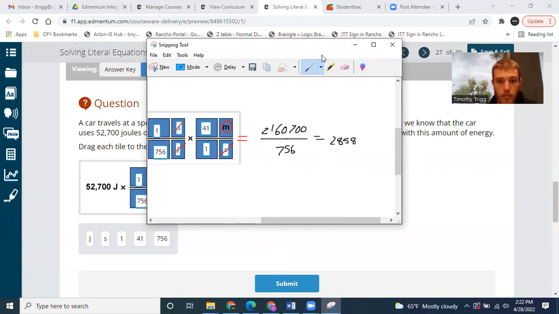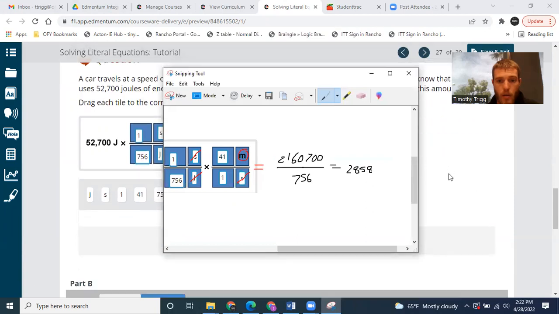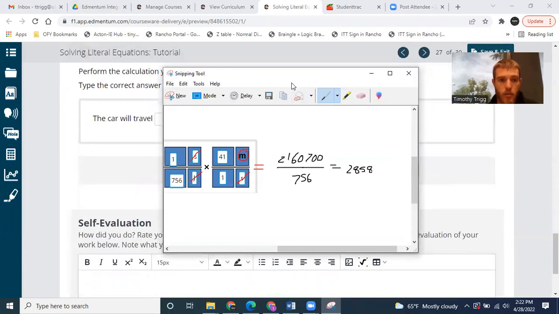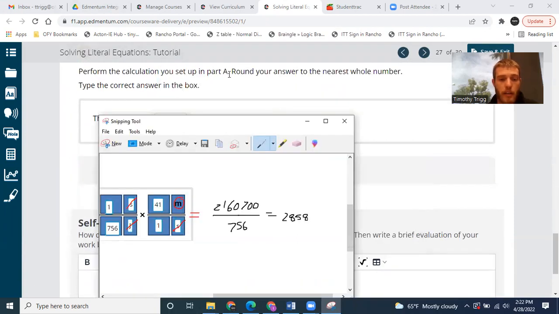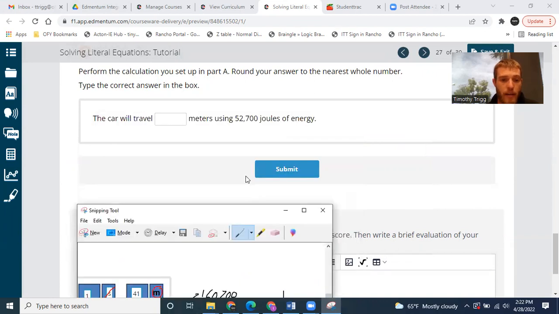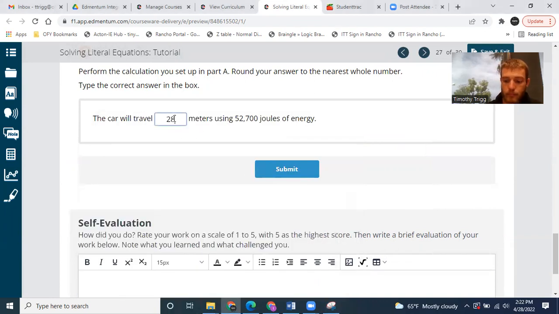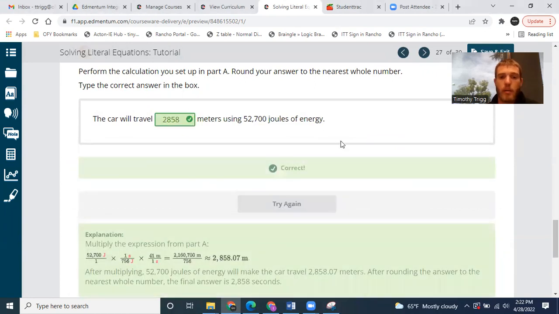Let's see. Yeah. Okay, cool. That's going to be the next question, isn't it? Perform the calculation, round your answer to the nearest whole number. The first decimal place is 0.0. So would that round the 8 up or keep the 8 the same? Well, keep the 8 the same, right? 2858. Cool.